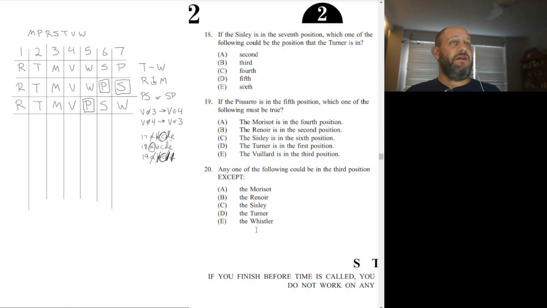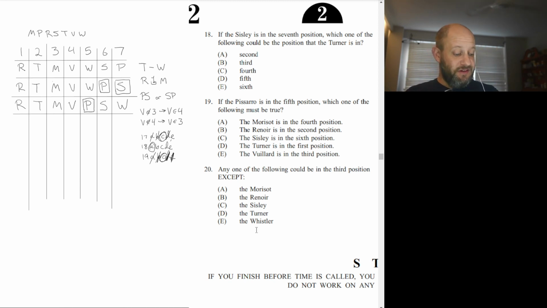Any one of these could be in the third position except. So just like before, "can be", in this case it's "except", but "can be" means I put it on the page and see if I'm allowed to do it and I don't break rules. But as opposed to number 8, which was "which of the following could be true," where only one of them was going to work, in this case, 4 of them are going to work and 1 of them won't work.